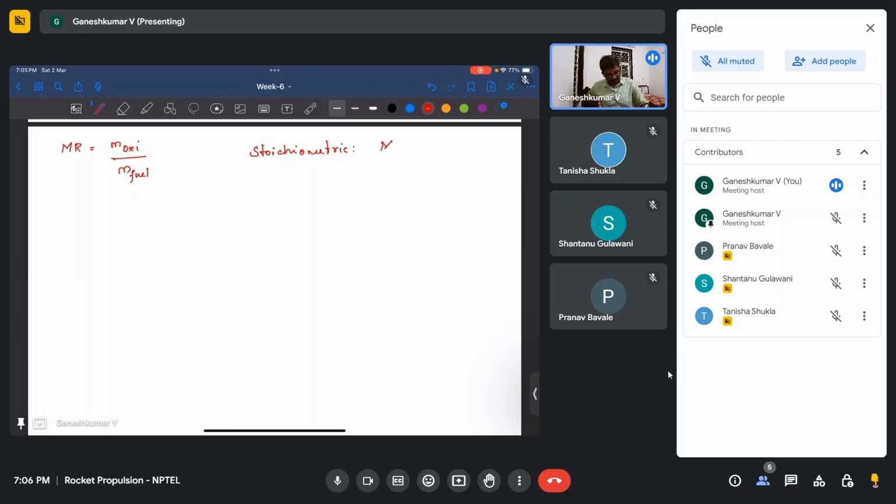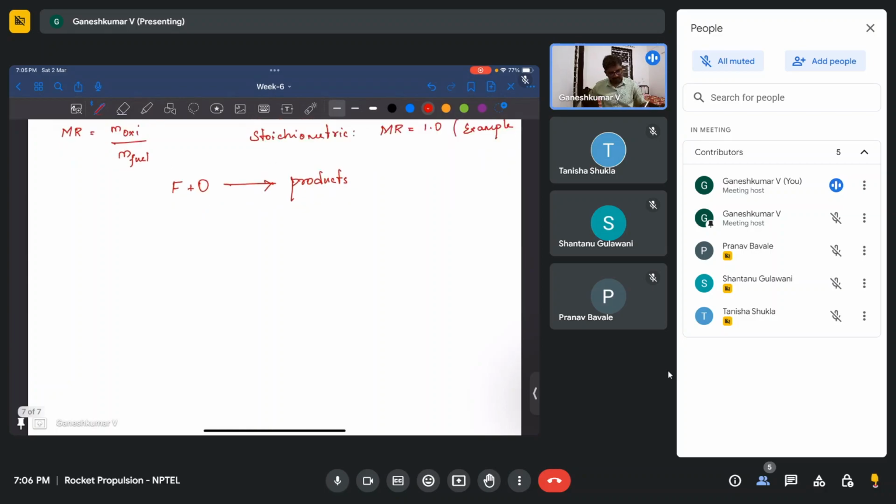Let's say the stoichiometric mixture ratio is 1, for example. Some fuel and oxidizer is present, and fuel and oxidizer gives products. So during stoichiometry, what happens? What does stoichiometry mean?